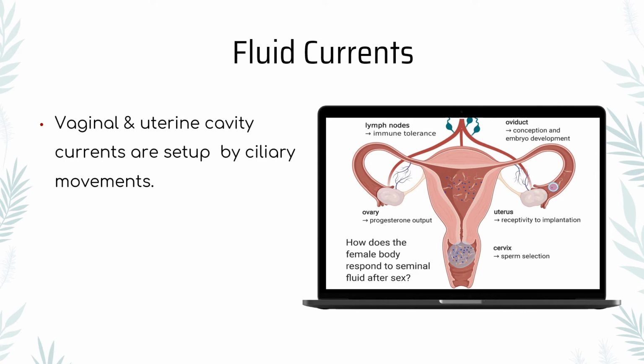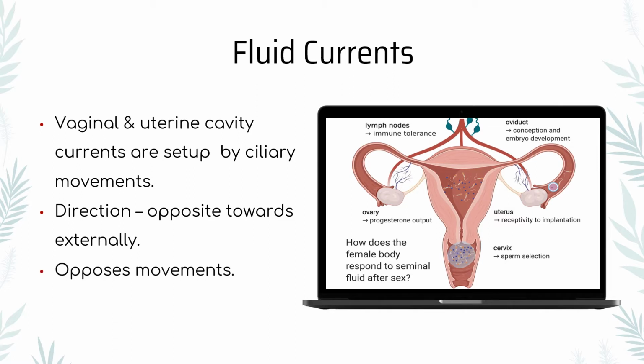Fluid currents. The vaginal and uterine cavity represents a vast sea in which currents are set up by the ciliary movements towards the exterior, that is the antagonist direction, which further resists the sperm motility.